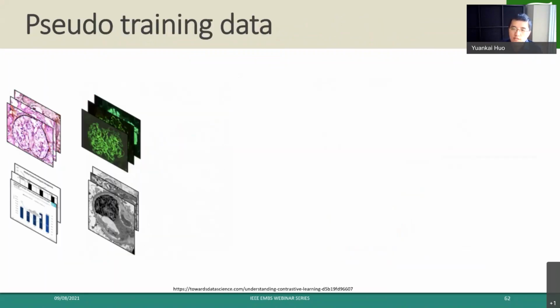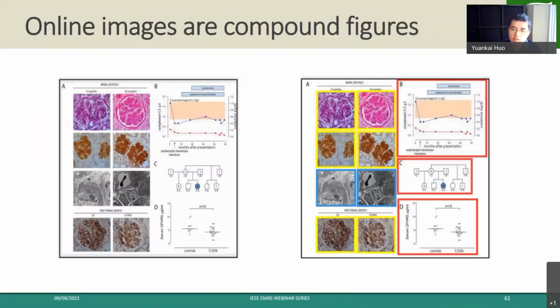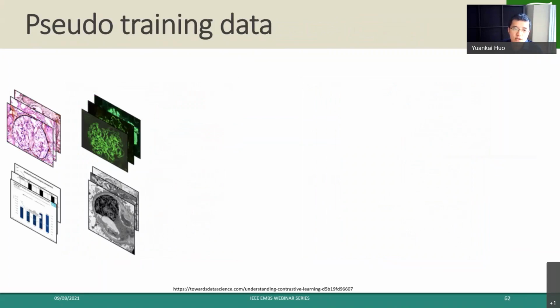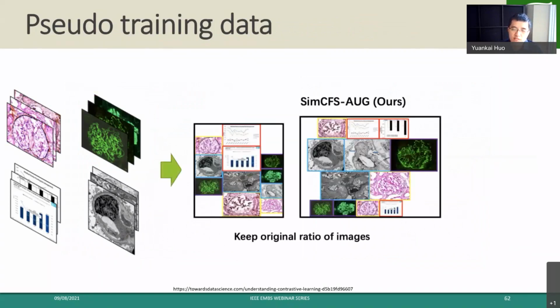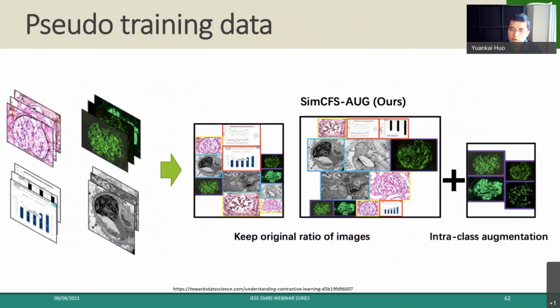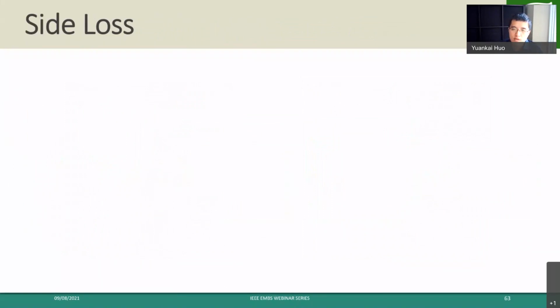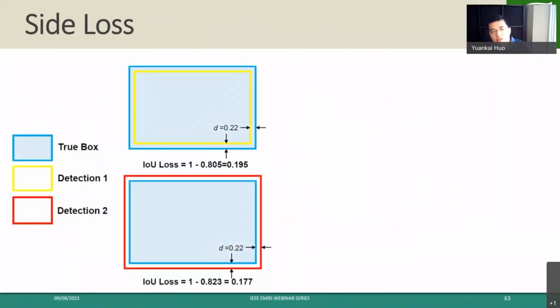So instead of annotating the images as training data like the right side, we use the technology called pseudo training. Basically, we first collect some single images online and assemble the images into some fake detection annotated images. And to further improve the performance, we introduced the intra-class augmentation, basically to put the same classes together as detection training data. And beyond that, we introduced a side loss for our unique task.